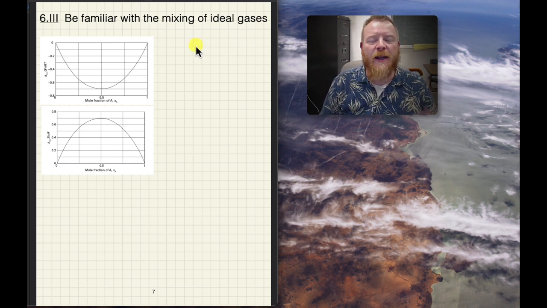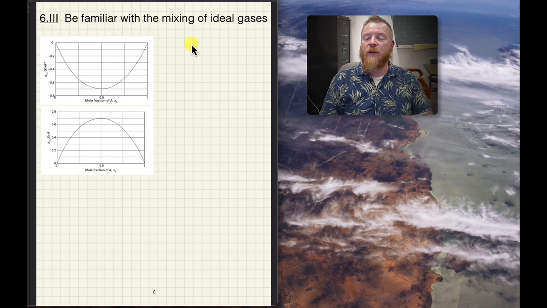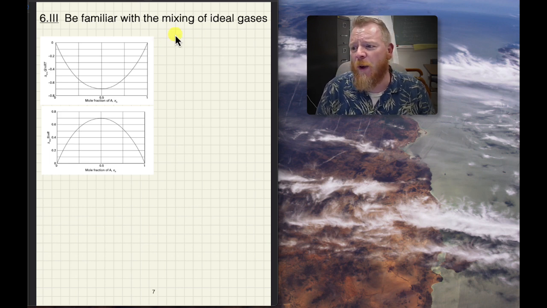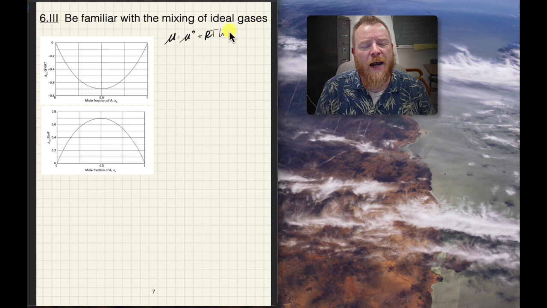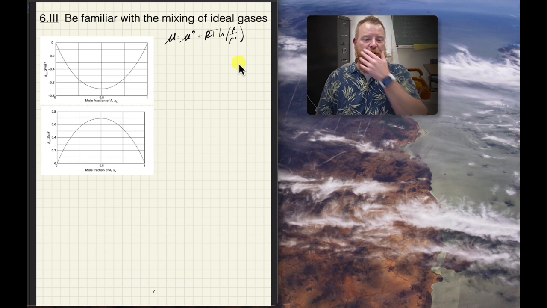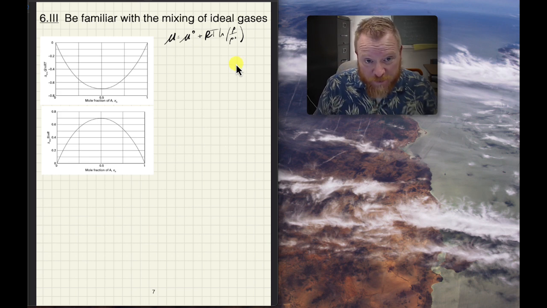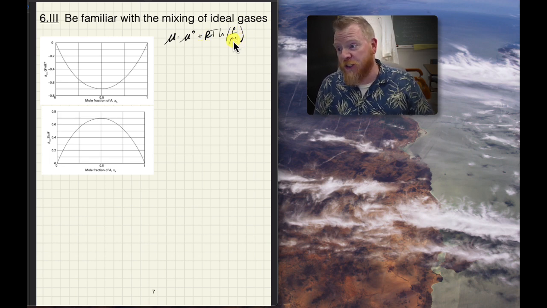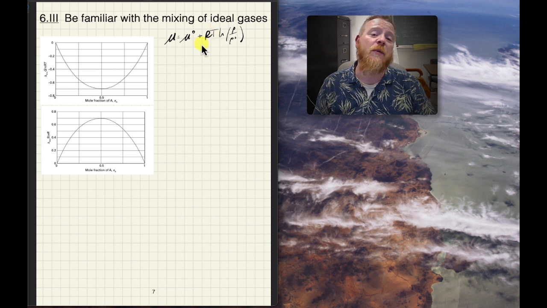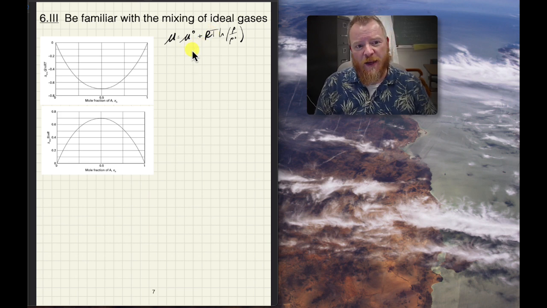So in the beginning of our phase equilibria discussion, we developed an equation which went as the following: mu equals mu standard plus RT natural log of P over P standard. We developed this in phase equilibria to think about how the chemical potential of a material changes with respect to changes in pressure.